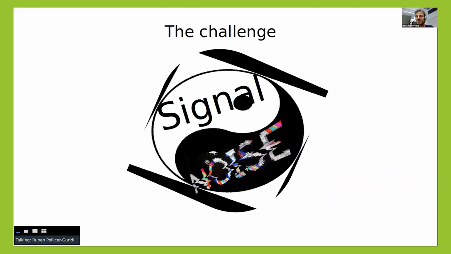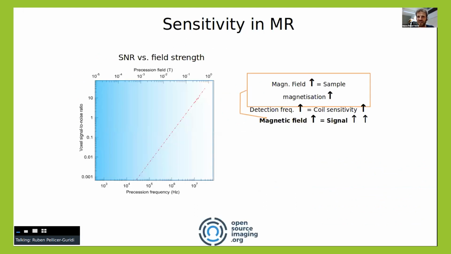The challenge is when we decrease the field, we decrease the signal quality, the signal to noise ratio. This is more or less a plot. You see it's in logarithmic scale, so it goes down rapidly. So we need to be very careful when we design these systems, but we thought it was possible, and we are seeing now, after a few years of working on it, that it is possible to make systems that are much more affordable, that still give clinical value.